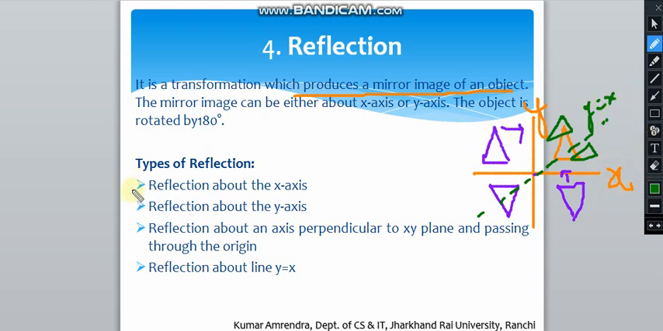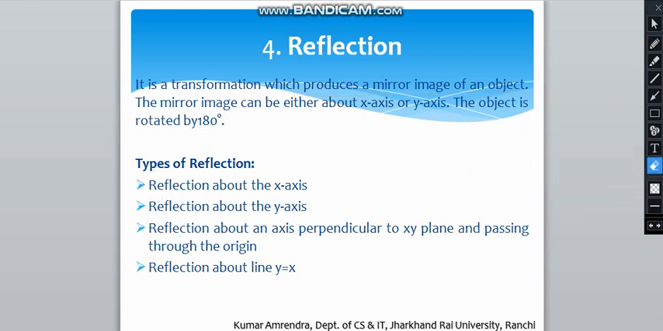So let's see one by one all the types. The first one is reflection about the x-axis, the second one is reflection about the y-axis, the third one is reflection about an axis perpendicular to the xy plane and passing through the origin. So this was the third case, this image. And the last one is reflection about y equal to x, that is this diagonal line. So let's see all these four types of reflection.